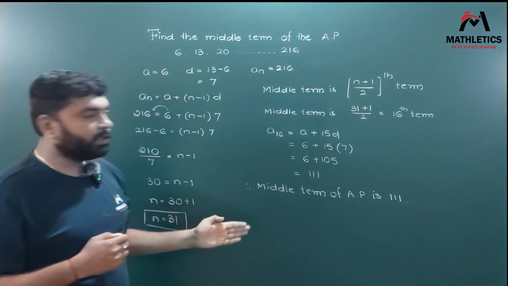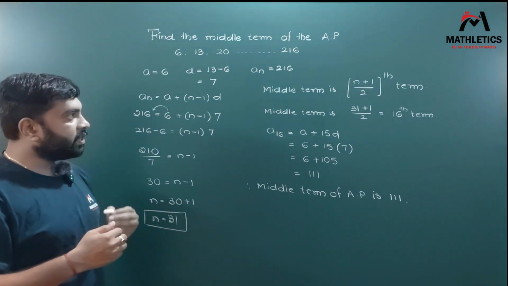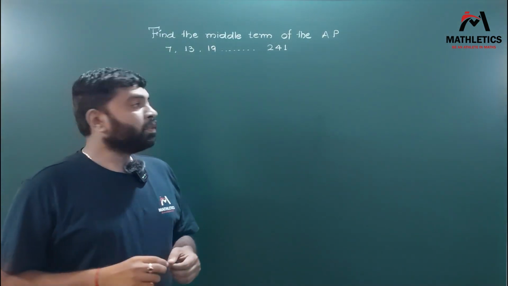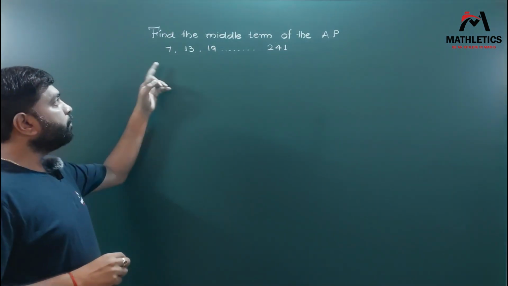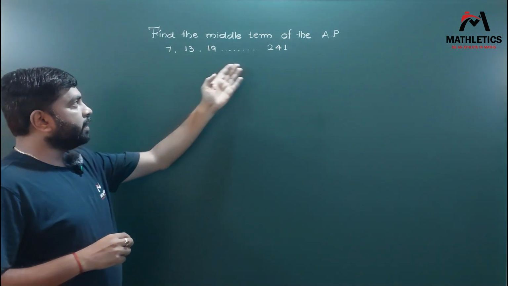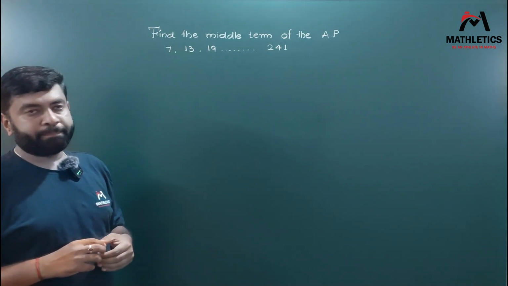So this is how we are solving this. Try to understand. We'll go for the next one. We are solving one more similar problem: find the middle term of an AP. 7, 13, 19 and so on, 241.